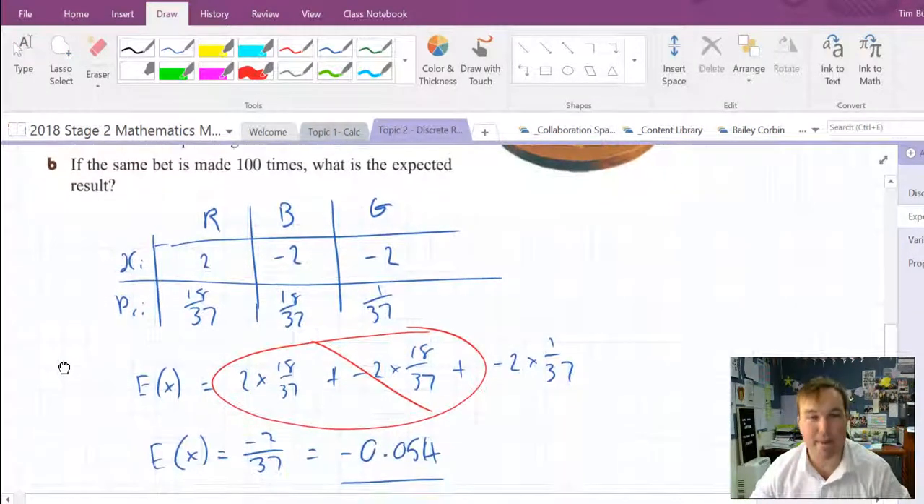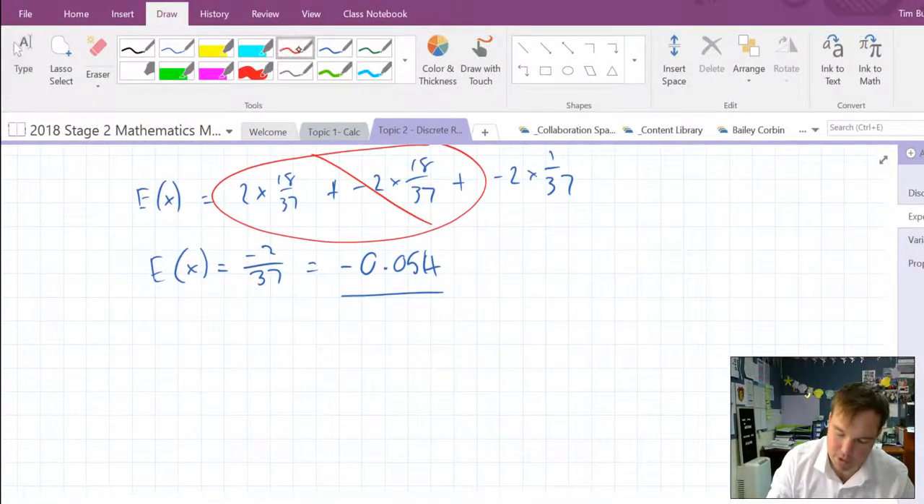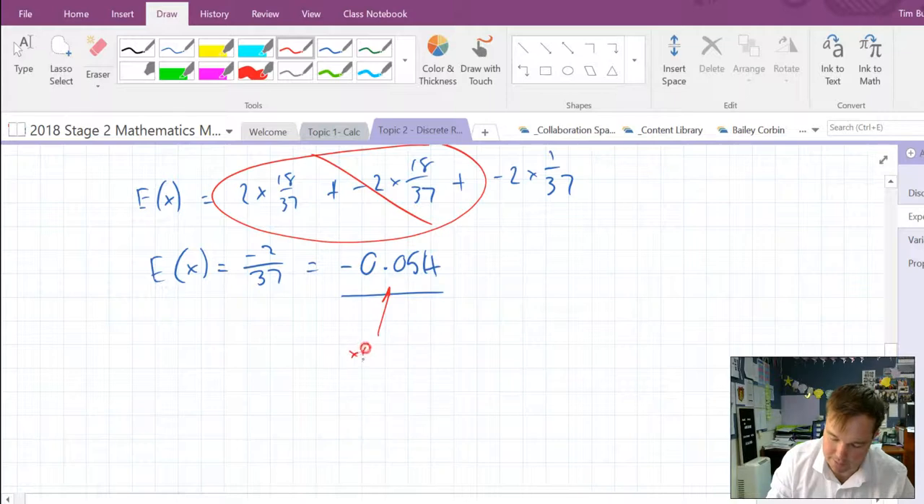If we play the same bet 100 times, what would the expected result be? Well, the expected result would just be 100 times that. So 100 times that, you are expected to lose $5.41.